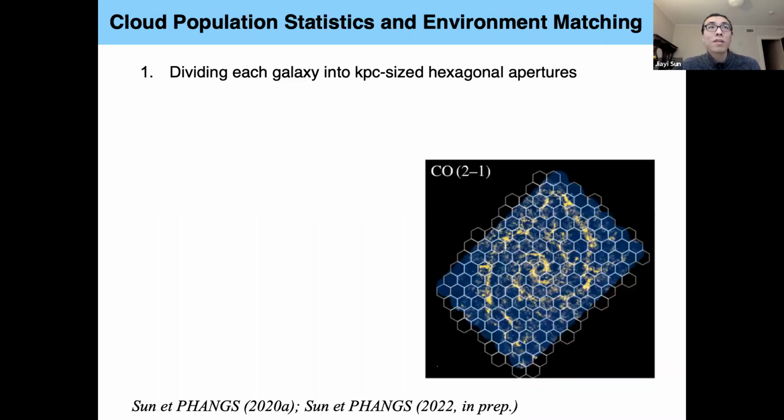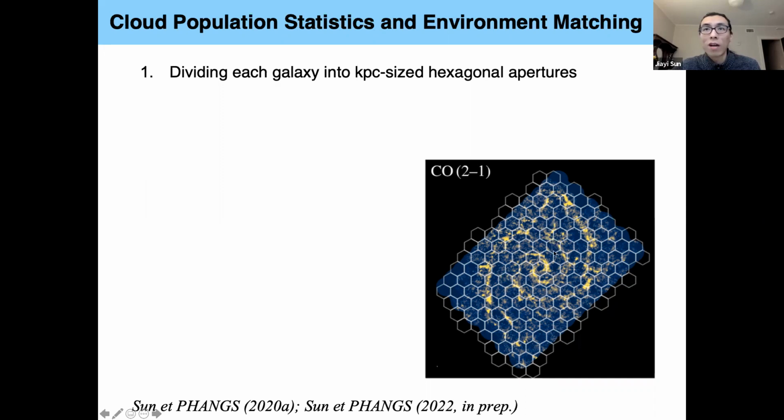The way we do this is by calculating the cloud population statistics and then matching them with the local host-galaxy environment. More specifically, we first divide each galaxy into kiloparsec-sized chunks that are hexagonal in shape.